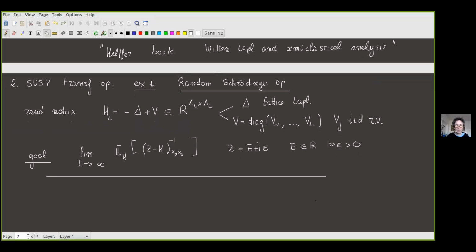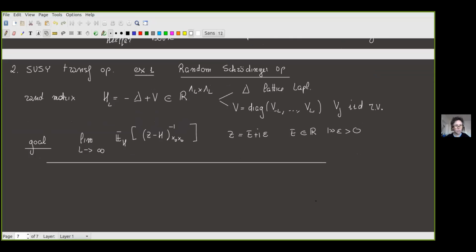And I claim that the transfer operator approach can help us study this limit. Of course, if I look at this, I don't see anything similar to a spin model where we could reorganize this as a high power of a certain operator. So the first step is to map this problem to something that looks like a spin model. This is our first task.